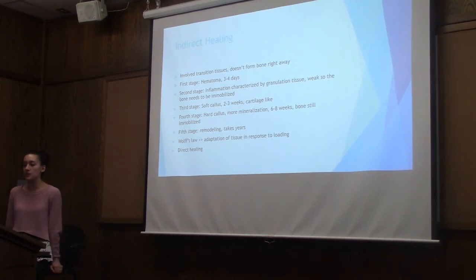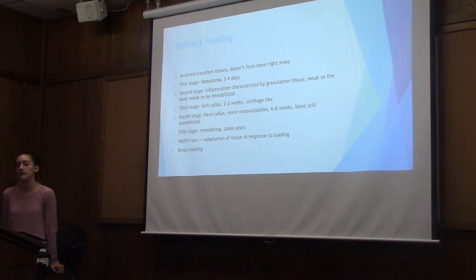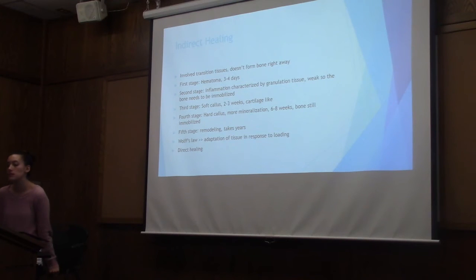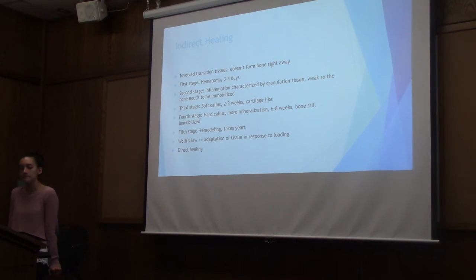So the first stage is hematoma. That's usually 3 to 4 days. The second stage is inflammation characterized by granulation tissue, and it's weak, so the bone needs to be immobilized. The third stage is the soft callus stage. It lasts 2 to 3 weeks, and it's cartilage-like. The fourth stage is hard callus, more mineralization, lasts 6 to 8 weeks, and the bone is still immobilized. And then the fifth stage is remodeling, and it takes years.